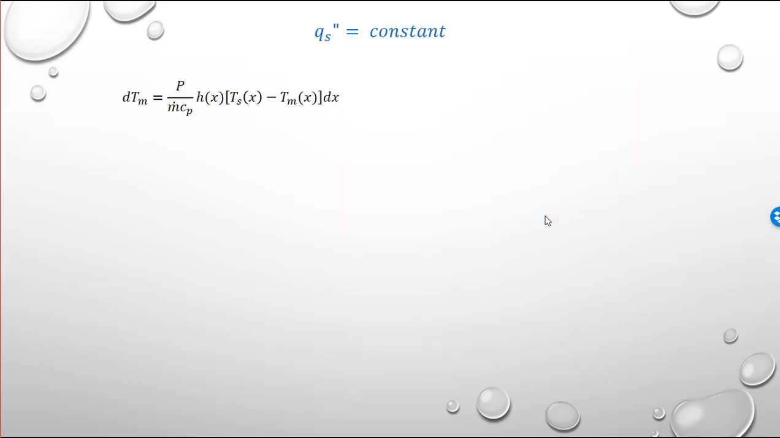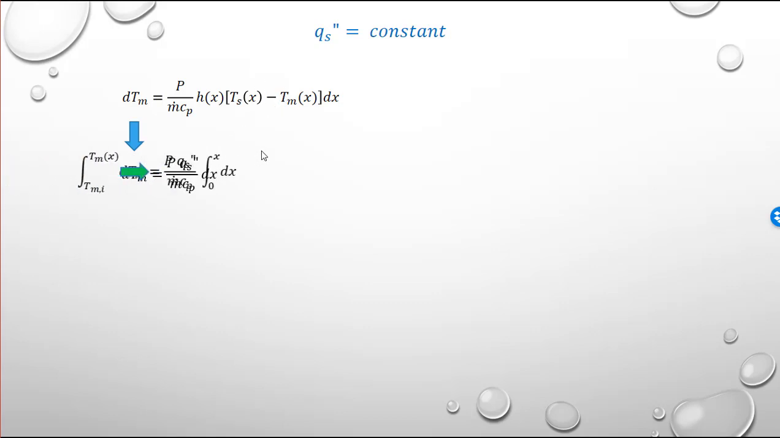So looking at the first of these two cases, where the surface heat flux is a constant, we would start with this equation, but then we can recognize that Newton's law of cooling will allow us to rewrite this as just the constant term. So h times the temperature difference just becomes the constant heat flux.